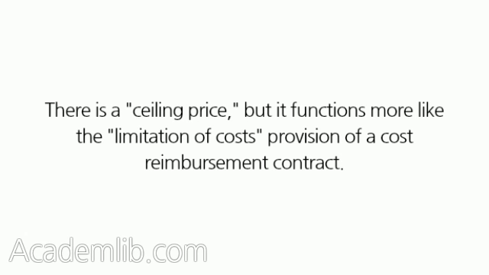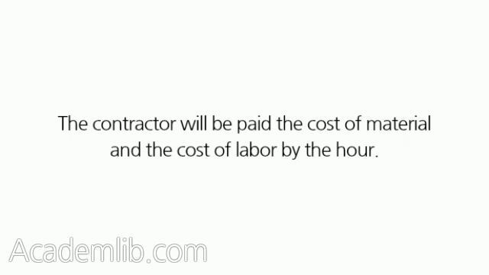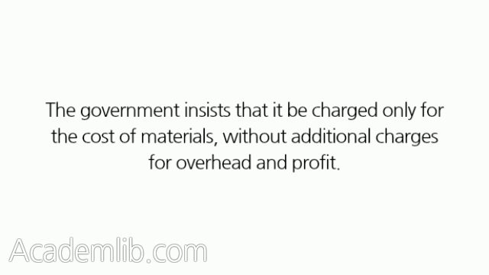a cost reimbursement contract. The government uses T&M contracts in much the same way that private citizens acquire car repair services. The contractor will be paid the cost of material and the cost of labor by the hour. The government insists that it be charged only for the cost of materials, without additional charges for overhead and profit.